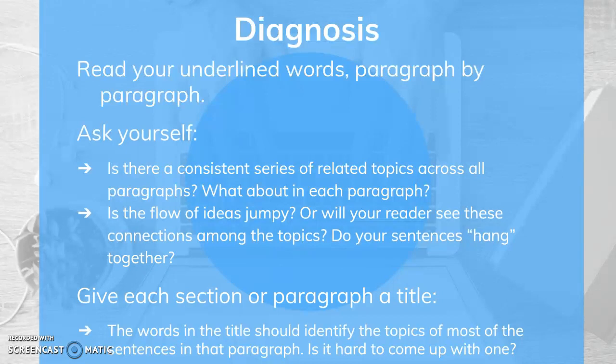And ask yourself as you're doing this, is it hard to come up with one? Because if it's really hard, chances are you're trying to tackle more than one concise topic in that paragraph, which is, of course, one of those no-nos for paragraphing. You want to have only one topic per paragraph. So go ahead and pause the video here, read your sentences aloud, and start thinking about what those sentences are telling you, and then give each paragraph or section of your paper, if there's a series of really connected paragraphs, a title, and see how easy or hard it is to come up with that.